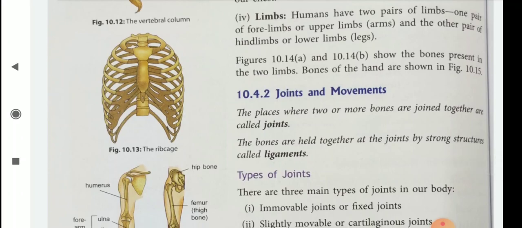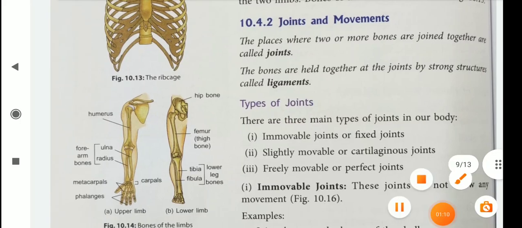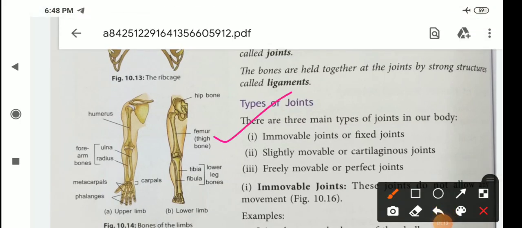So children, what is a joint? The place where two or more bones are joined together is called a joint. The bones are held together at the joints by strong structures called ligaments. Then types of joints. Children, three types are there: immovable joints or fixed joints, slightly movable or cartilaginous joints, then freely movable or perfect joints.